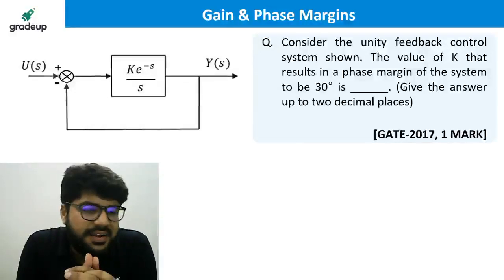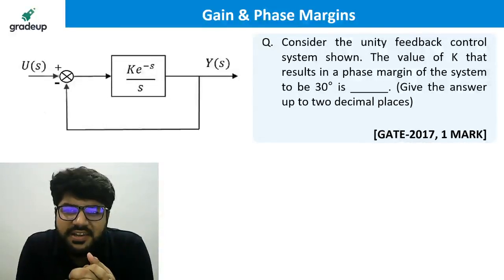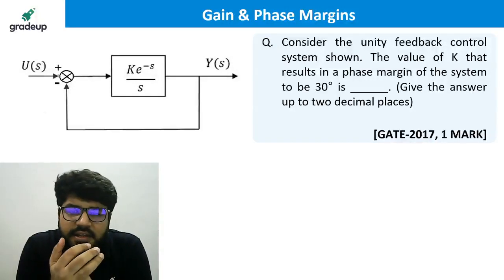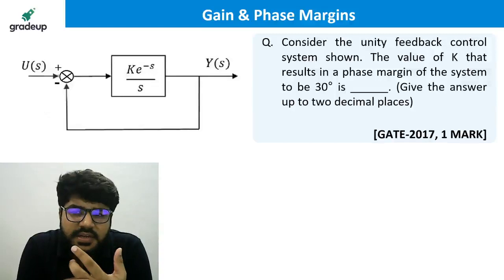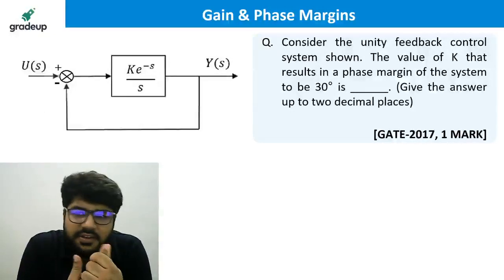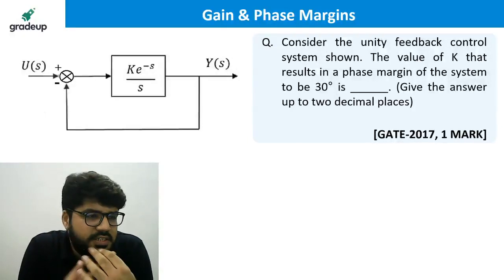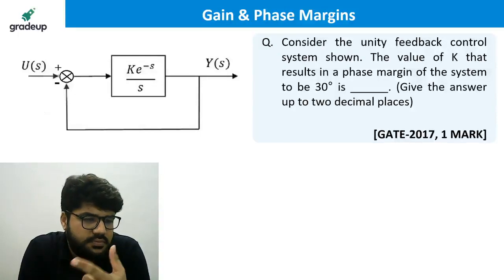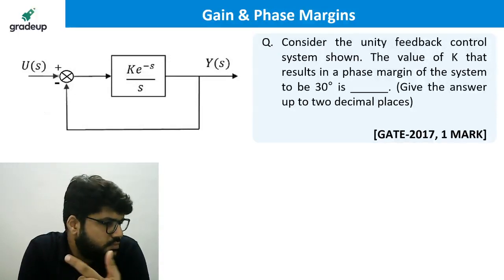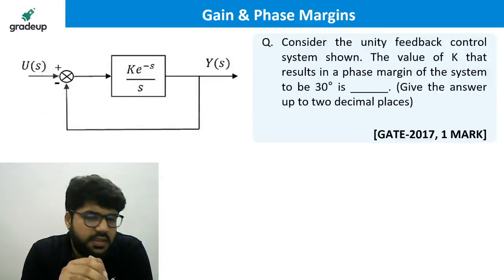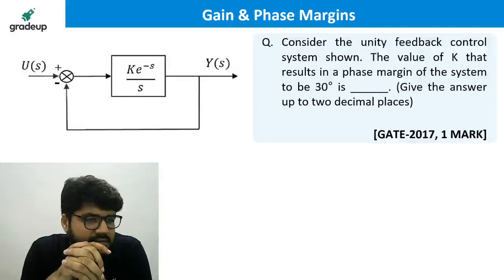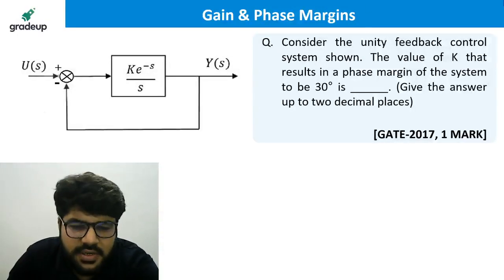Consider the unity feedback control system shown. The value of k that results in a phase margin of the system to be 30 degree. What is the value of k that results in the phase margin of the system to be 30 degree? Can you answer this? Yes guys, can you answer this?